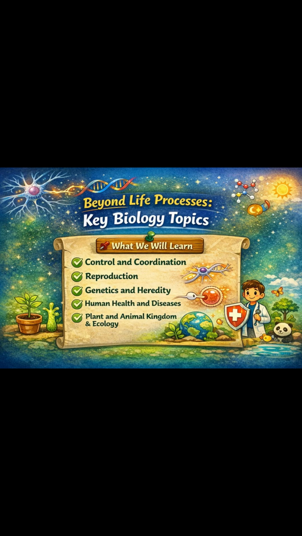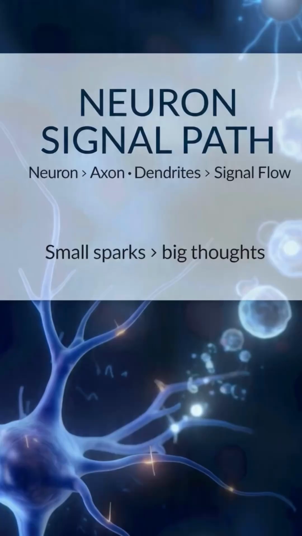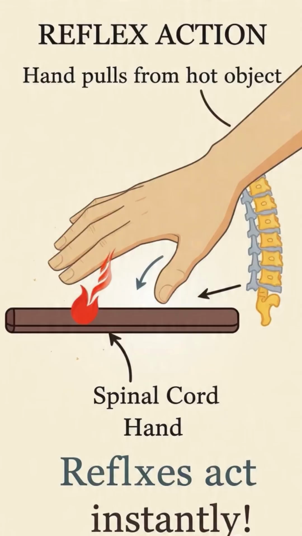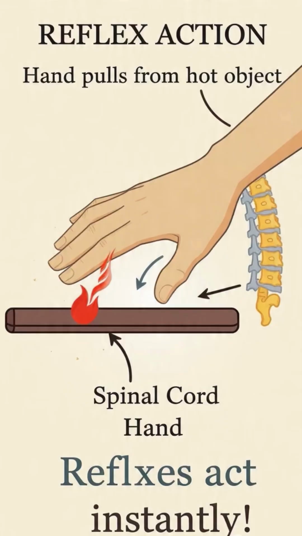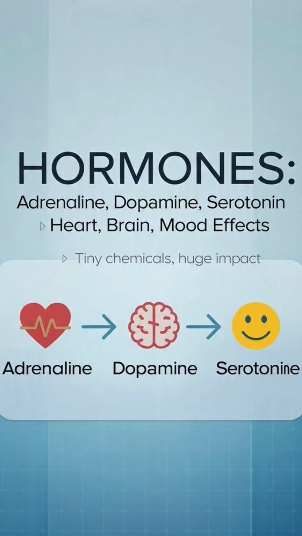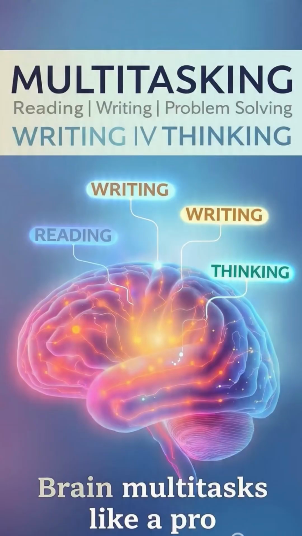The first category is control and coordination. It explains how the nervous and endocrine systems help the body respond to its environment. The slides start with neurons, showing how signals move from dendrites to axons and then to other cells. Reflex actions like pulling a hand away from something hot are shown to explain how the spinal cord can act faster than the brain. Hormones like adrenaline, dopamine, and serotonin are included to show how they affect our heart, brain, and mood. The fight or flight response is also explained, showing how the body becomes alert in dangerous situations.